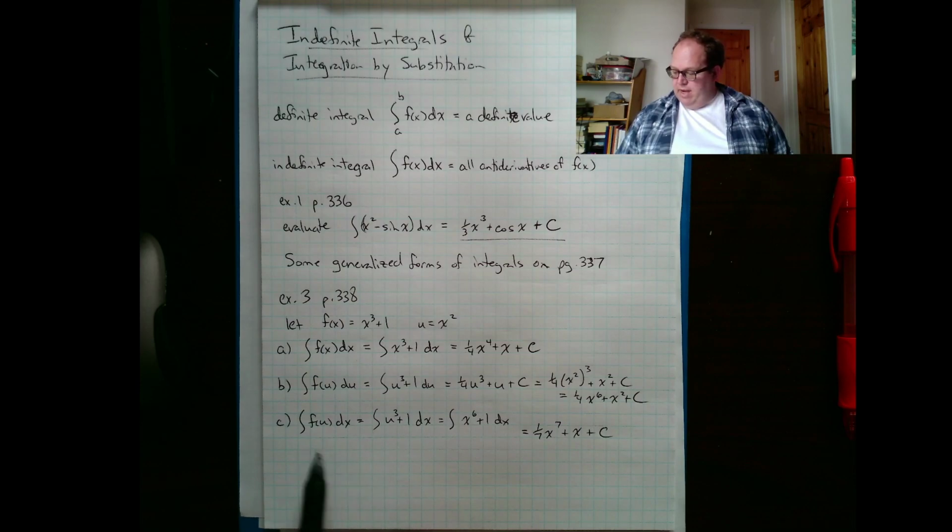So again, just be careful that the variable that you have in your function matches up with the variable of integration. If it doesn't, you have to find some way to make it match.